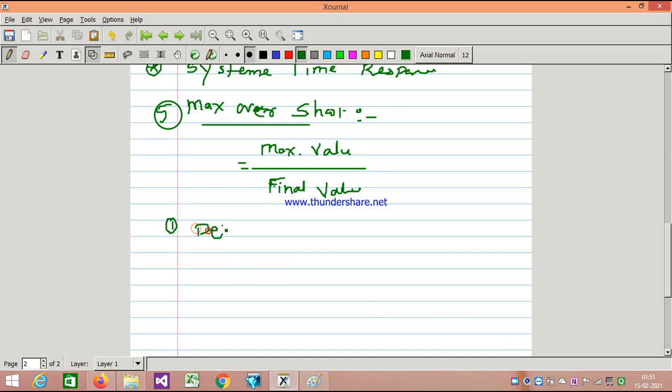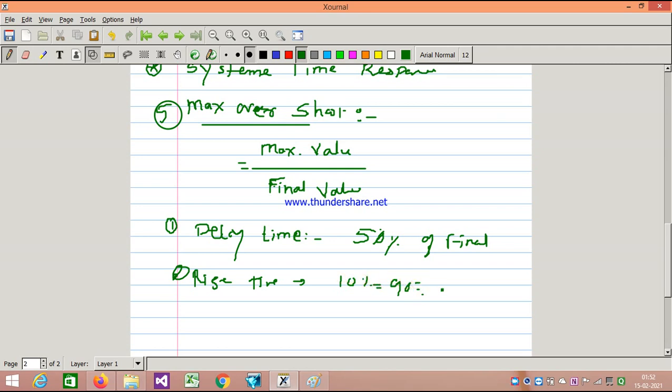The first parameter is the delay time. Just try to remember the delay time. What is the delay time? Delay time is the time required for the response to come up to 50% of the final value. The second parameter is the rise time. What is the rise time? The time required for the response to reach from 10% to 90% of the final value is called the rise time. The third parameter is the peak time.